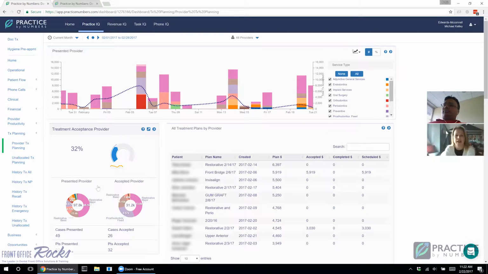Okay, so I have a question about that, because we were asking about that in my office yesterday, learning this. When we look at who put the treatment plan in, we use EagleSoft. So it does say which provider put the treatment plan in, but you're not pulling that in Practice by Numbers from that. You're pulling it from the exam code that happened, which doctor did the exam.